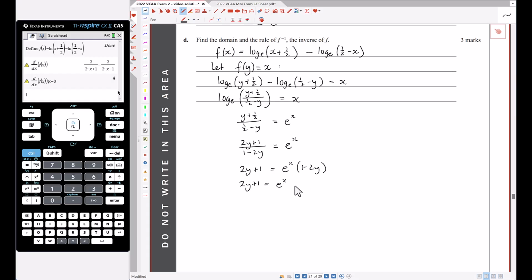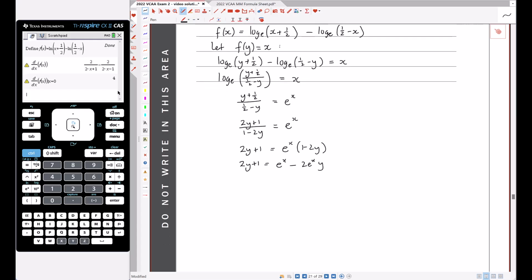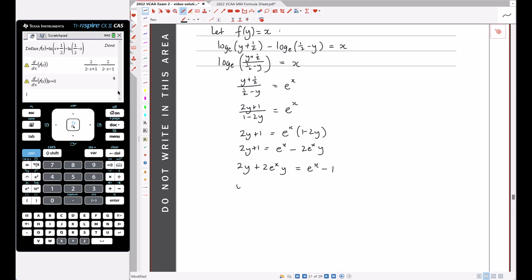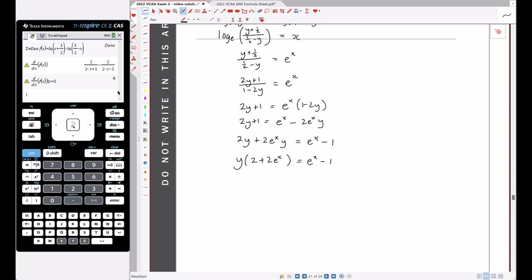So it's going to be e to the x minus 2e to the x y. Then I want to get the y terms on the same side of the equation. So I'm going to have 2y plus 2e to the x y equals e to the x take away 1. So I've added that 2e to the x y to both sides, and I've subtracted 1 from both sides. Now I can factor out y. Alright, and now we can divide by that.